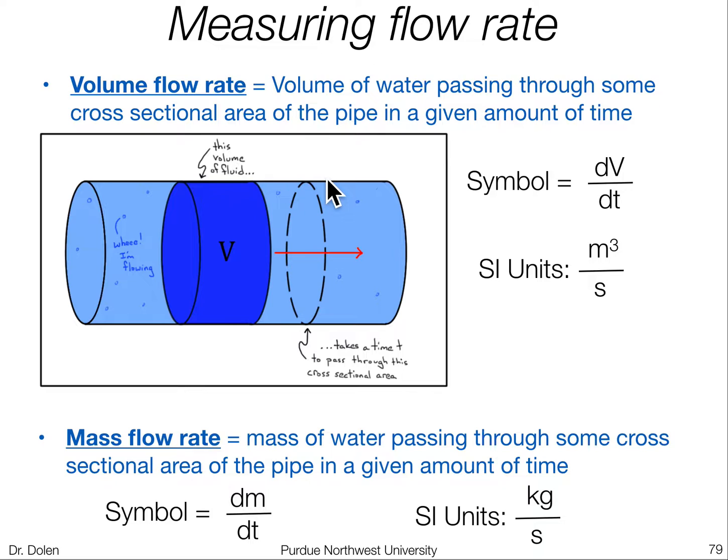Okay, so that's volume flow rate. The symbol we use for that is dV/dt. This is a capital V, right? It's just the change in the volume with time, or how much volume of water is passing a given point in a given period of time.